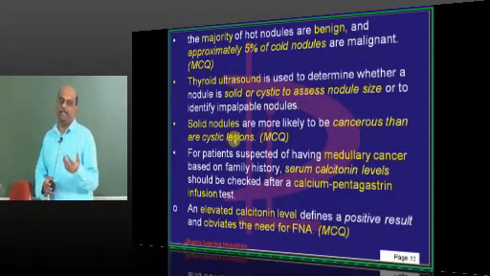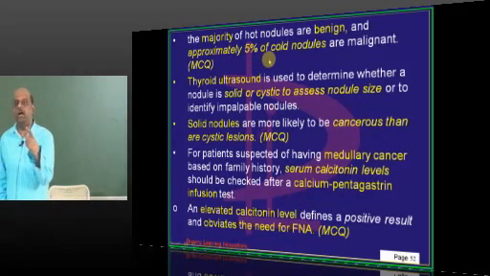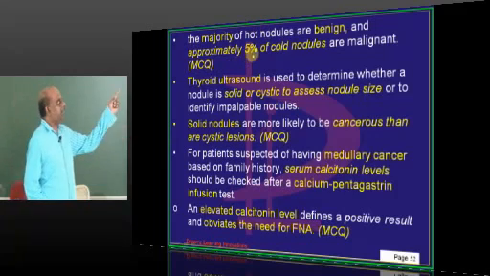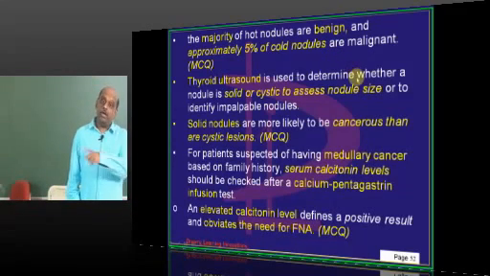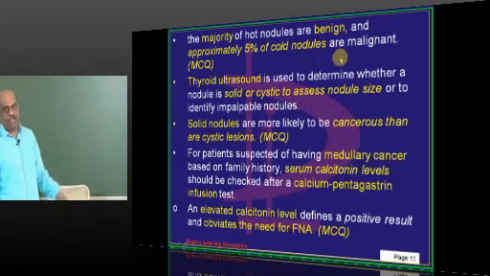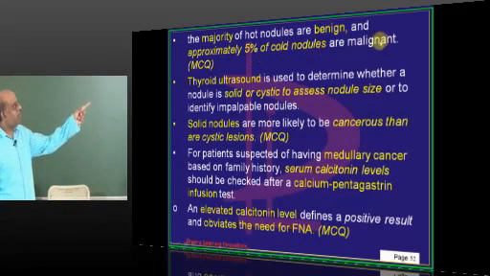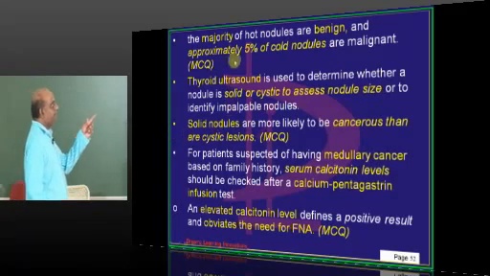Now, a few more clinical pearls for the MD exam. If you look at the solitary nodule, the majority of hot nodules are benign. Hot nodules are benign. It does not mean that all cold nodules are malignant. Around 5% of cold nodules are malignant. The majority of hot nodules are basically benign. If only 5% of cold nodules are malignant, we can also say the majority of cold nodules are also benign, no? Yeah, that's right.